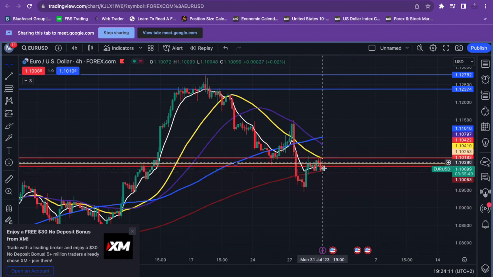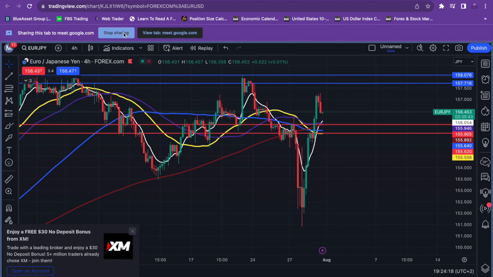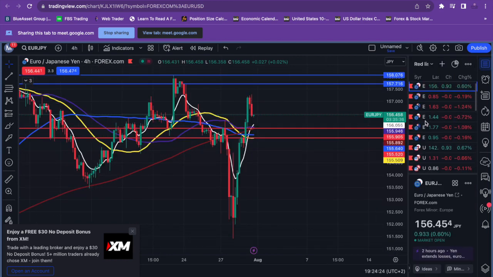So, okay, as you guys can see, it is pushing up now. Let's just have a look. Let's do another couple of currency pairs. So here we've got the Euro JPY. Okay, the other one I actually want to do is gold, and I'll show you guys why I want to do gold.